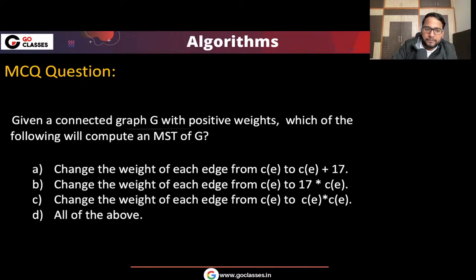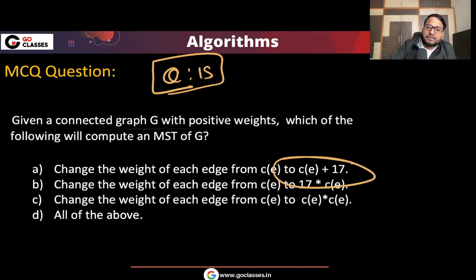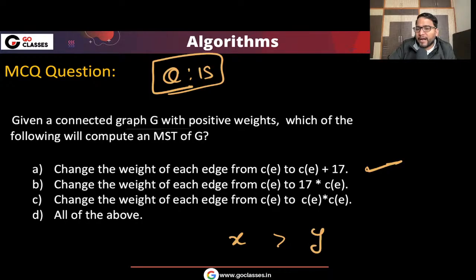This is question number 15. So what they are saying: given a connected graph G with positive weights, which of the following will compute the MST of G? Change the weight of each edge from C to C plus 17. If you add to the cost of each edge, is this okay? Yeah, the relative ordering will be the same, right? Earlier, if x is greater than y and you add 17, then also x plus 17 is greater than y plus 17.